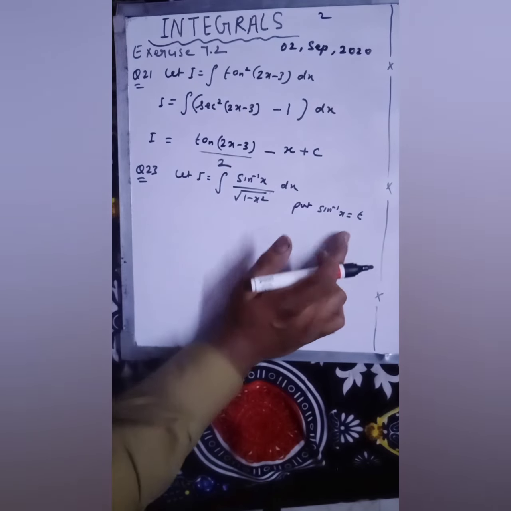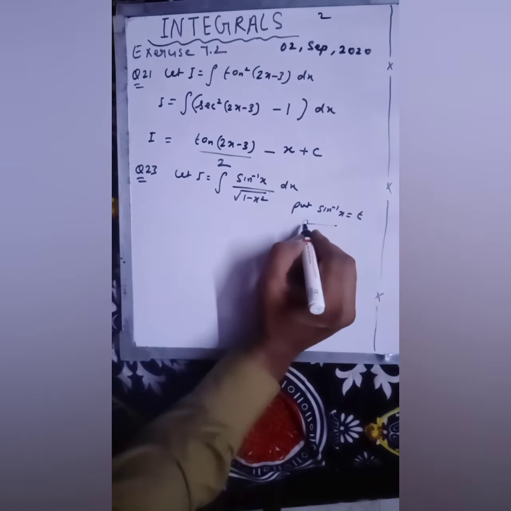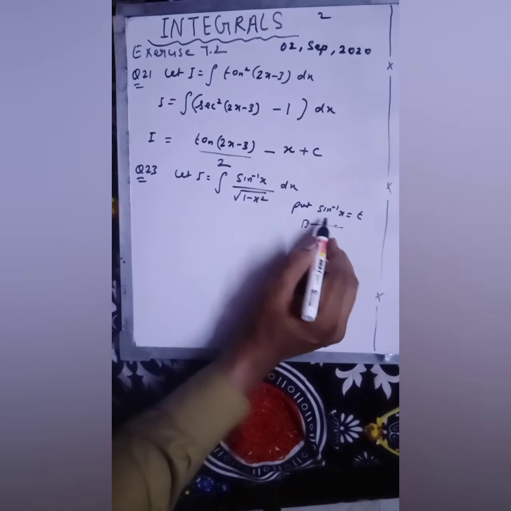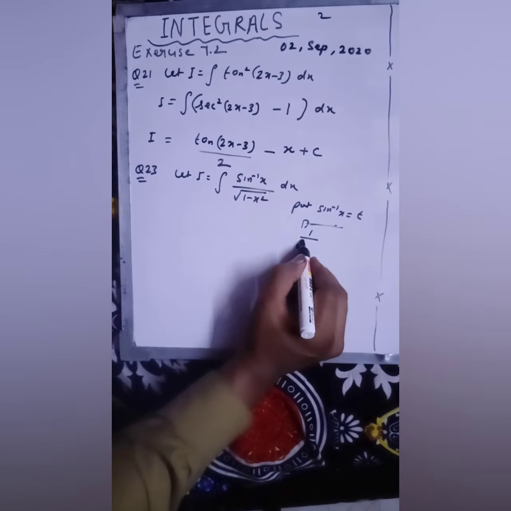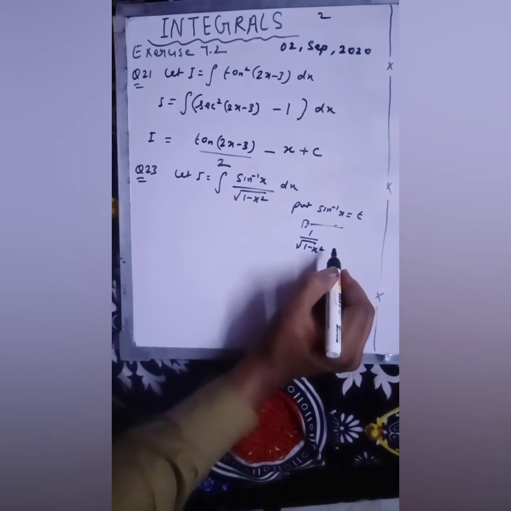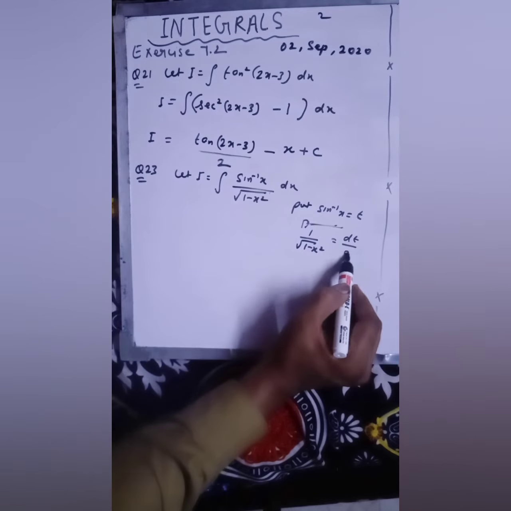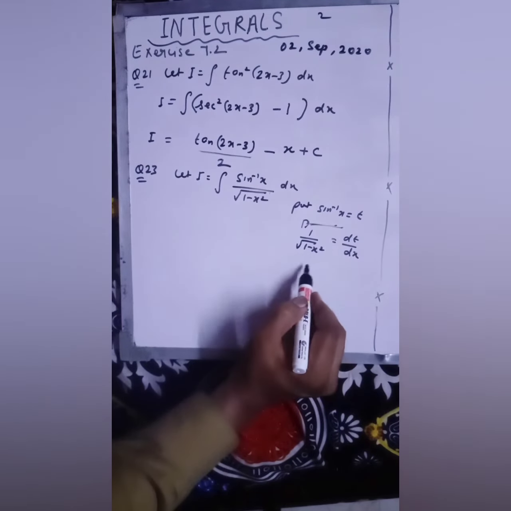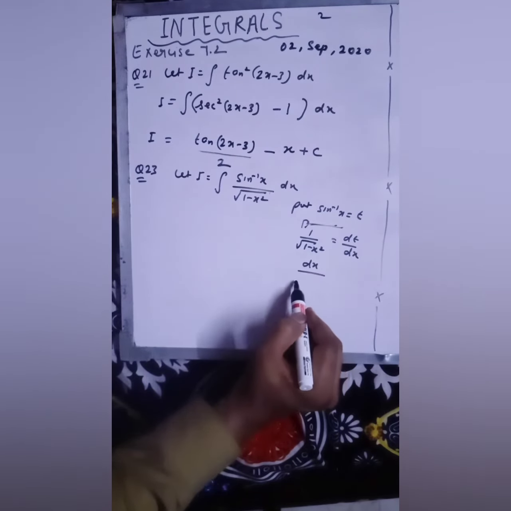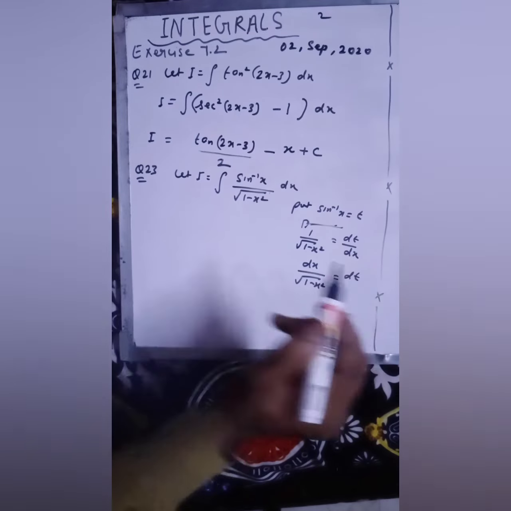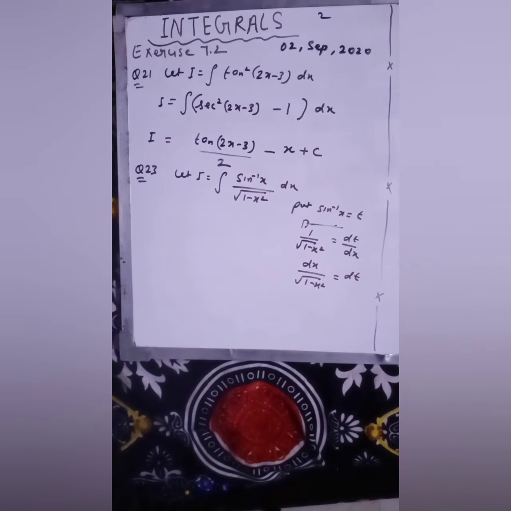Now you have to differentiate this with respect to x. The derivative of sine inverse x is 1 over under root 1 minus x square, that is equal to dt over dx. So dx over under root 1 minus x square would be dt.